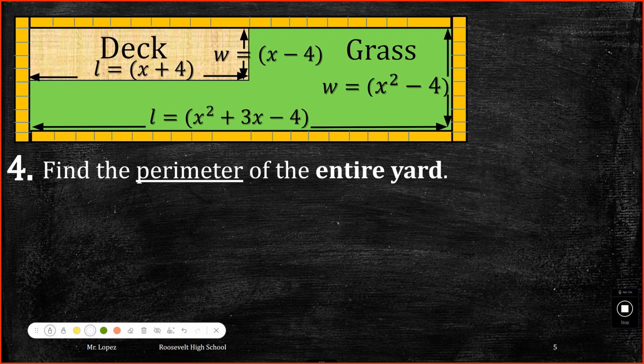What is the perimeter? What does perimeter mean? Does anybody remember that? Add up all the sides of the outside. So perimeter means to add up all the outside length. So we're gonna add this up to this and then to this like this.